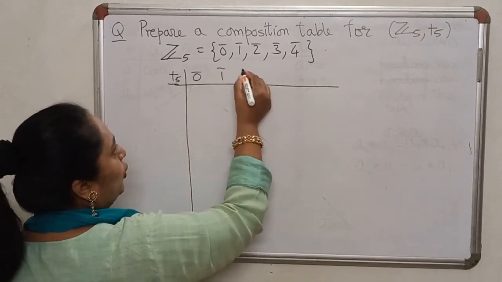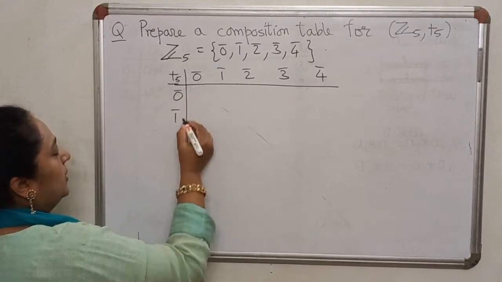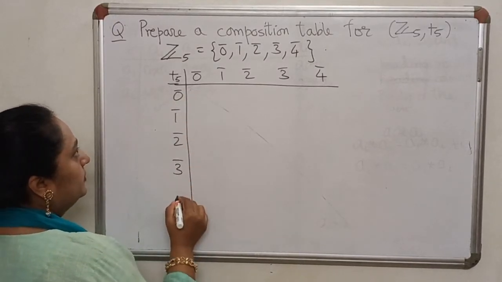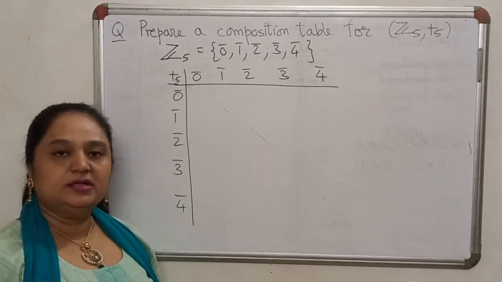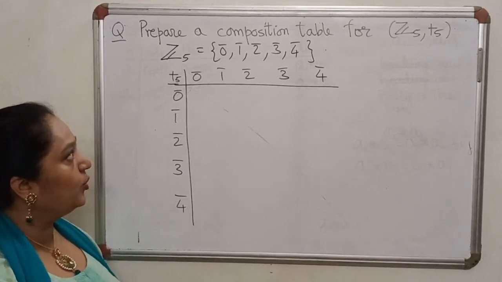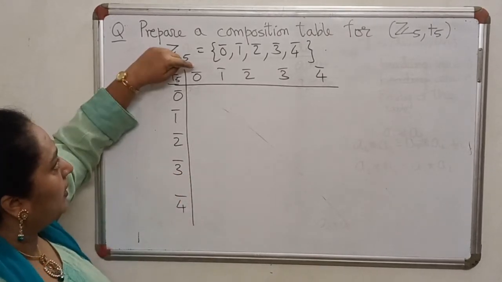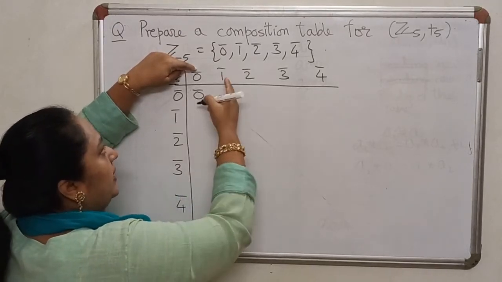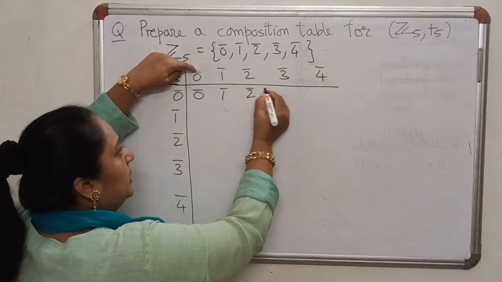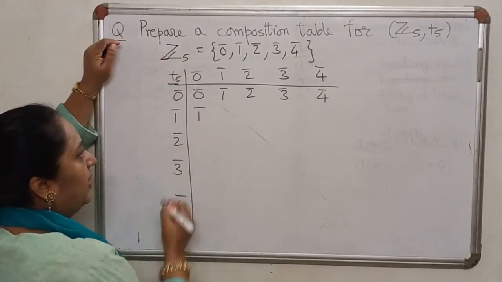This is the heading row where I write my entries. This is the heading column, and the rest of it which is not filled so far is the body of the table. So now I am going to fill up the entries in the body of the table. 0 bar addition modulo 5 0 bar is 0 bar. 0 bar addition modulo 5 1 bar is 1 bar. This will be 2 bar, 3 bar, 4 bar. This will be 1 bar.